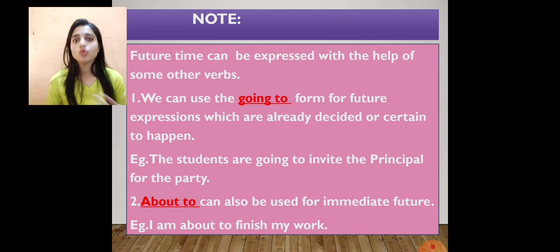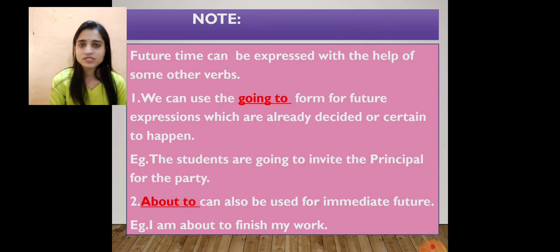So this may is again showing the period in the future. Ki ho sakta hai, prediction based. Similarly, there are more verbs which can be used to express the future time. Like we can use the going to form, to express the future expressions which are already decided and which are certain to happen. Like, the students are going to invite the principal for the party. So the students still have not gone, so they are going to invite the principal for the party. So this is something that is going to happen in future. They will go and invite the principal for the party.